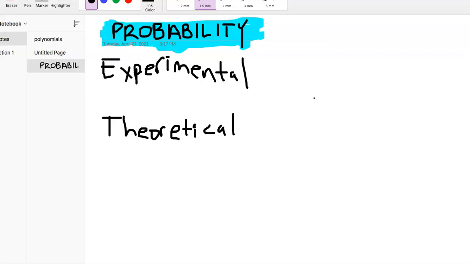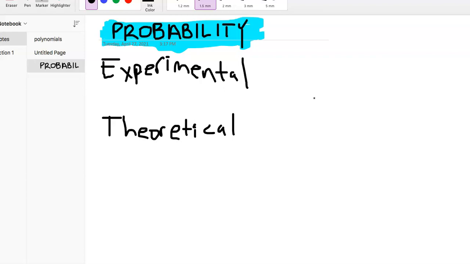Okay, so with experimental, that's something that has already happened, right? So, like, if we're playing cards and I just drew two aces, that would be in the realm of experimental probability because it's something that's already happened. If it's theoretical probability, then we're talking much more about the likelihood that something will happen. So that's much more like your traditional probability.